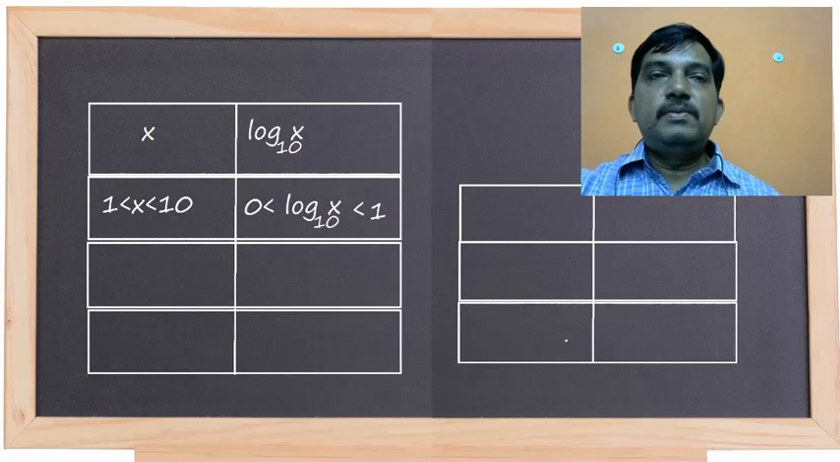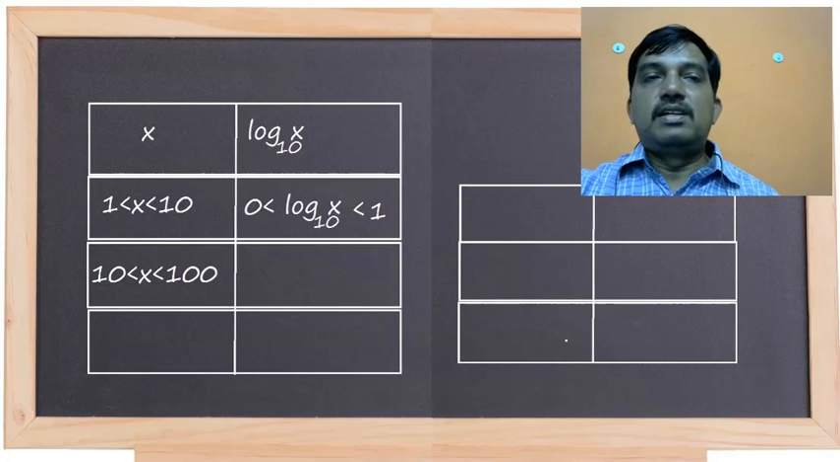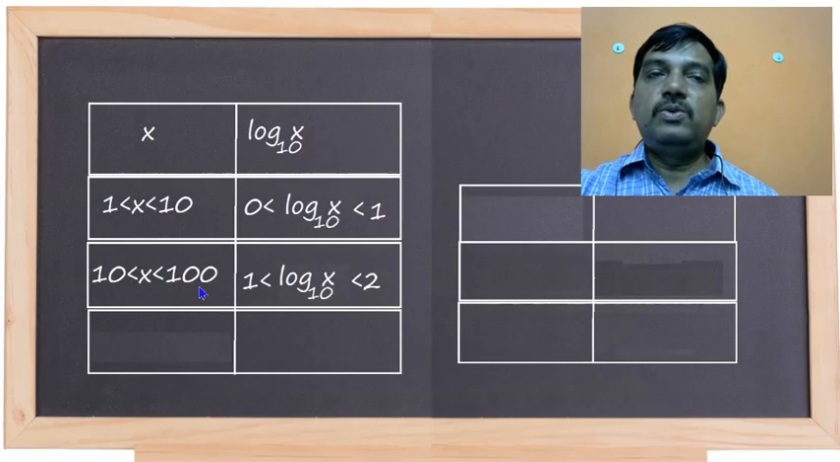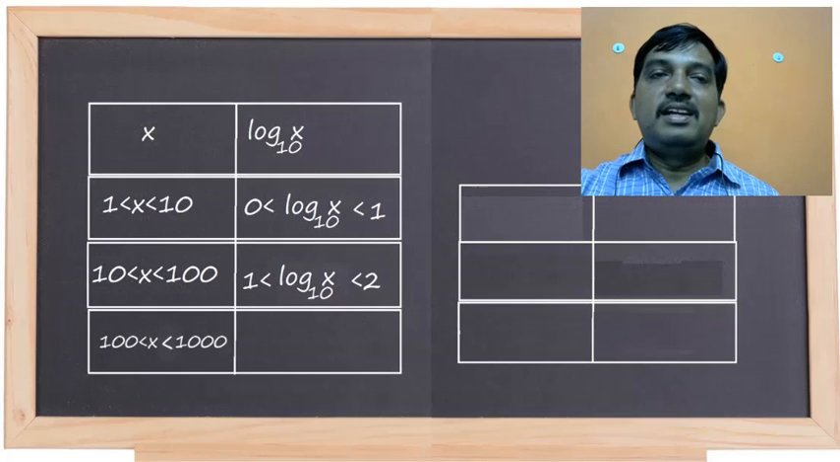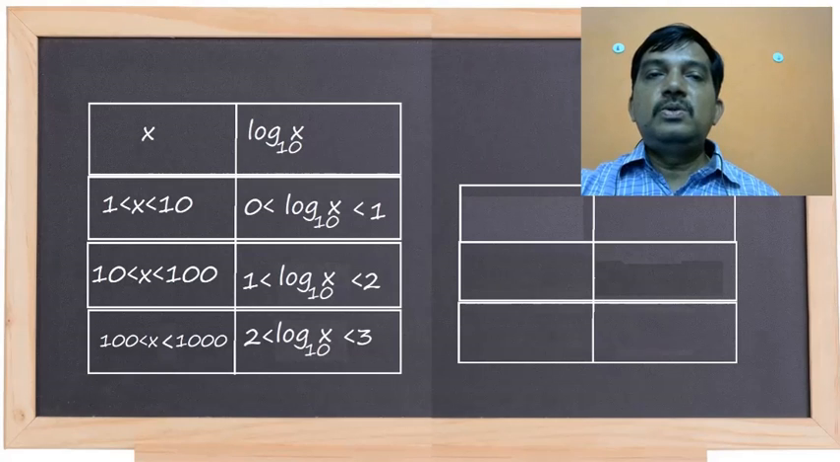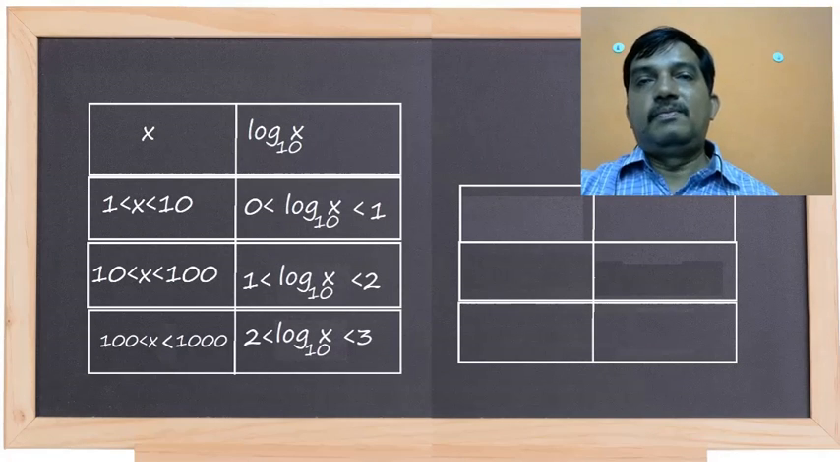And if x lies between 10 to 100, then what is log x? Log x lies between 1 to 2, because log 100 is 2. And if x lies between 100 to 1000, log x lies between 2 to 3, because log 100 is 2 and log 1000 is equal to 3.